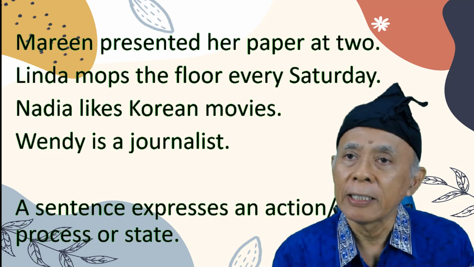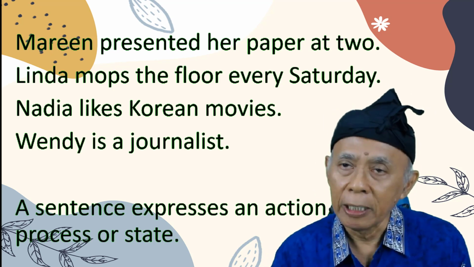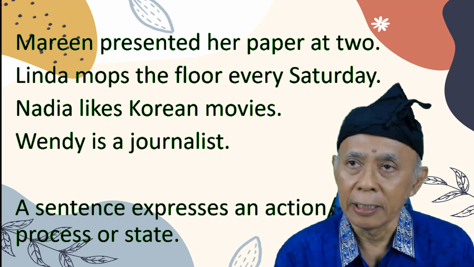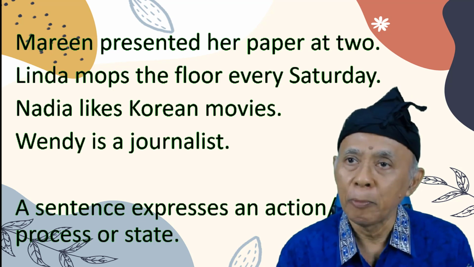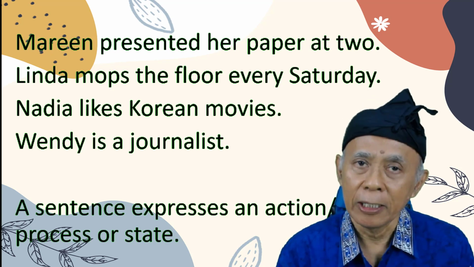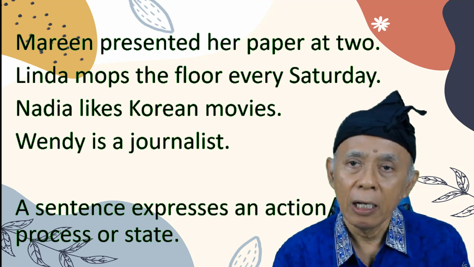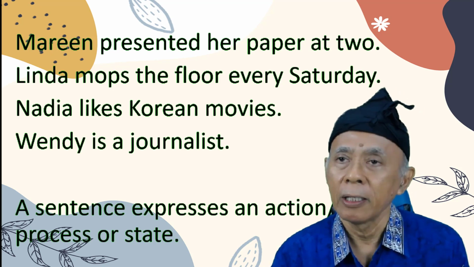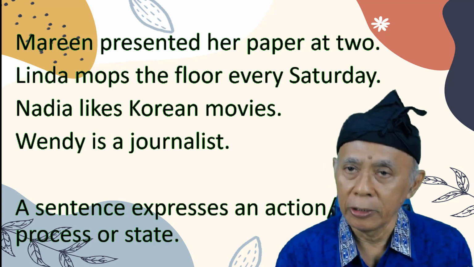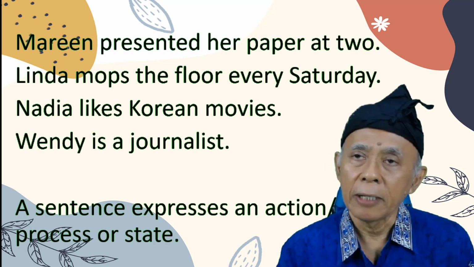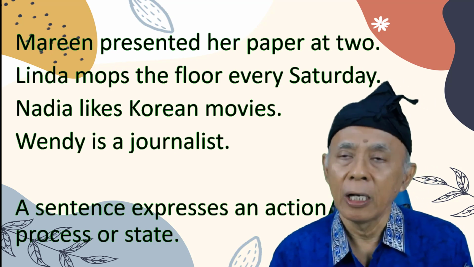So from these 4 examples, we can say that a sentence expresses an action, a process, or a state. Maureen presented her paper at 2. This is an action, presenting action. Linda mops the floor every Saturday. This is about the action of mopping. Nadia likes Korean movies. This is about a state of liking Korean movies. And the last we have Wendy is a journalist. So a sentence is a group of words which has a subject and a predicate and expresses a complete unit of meaning.